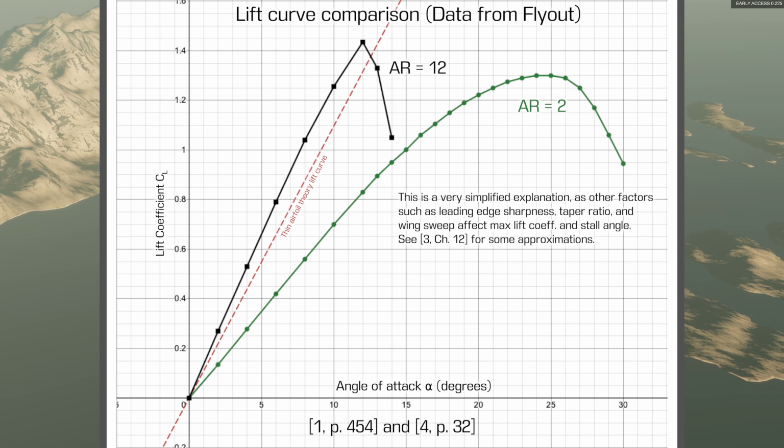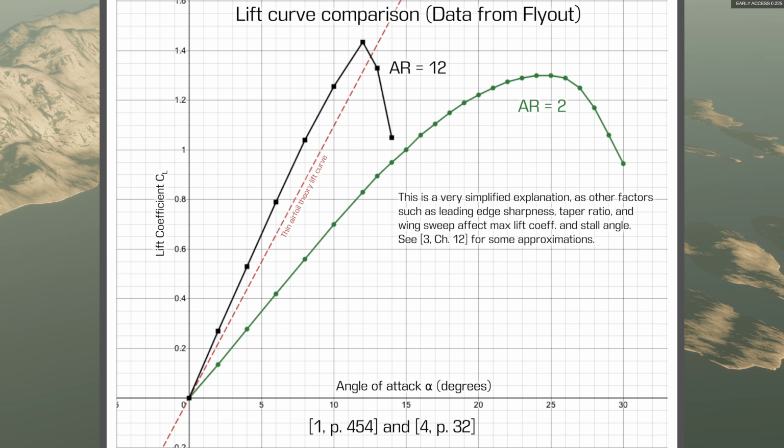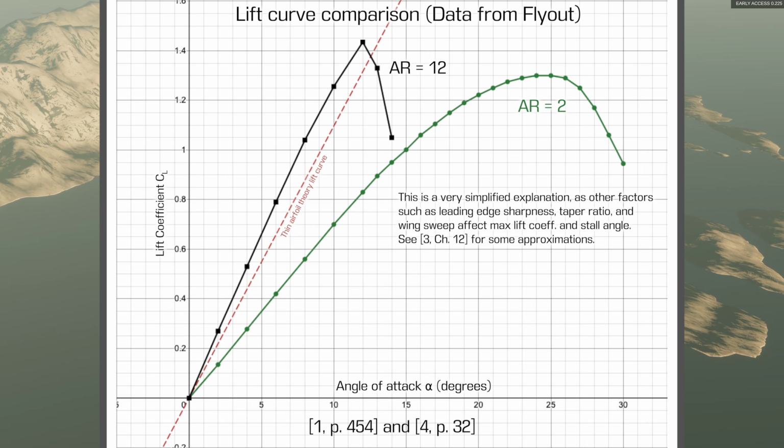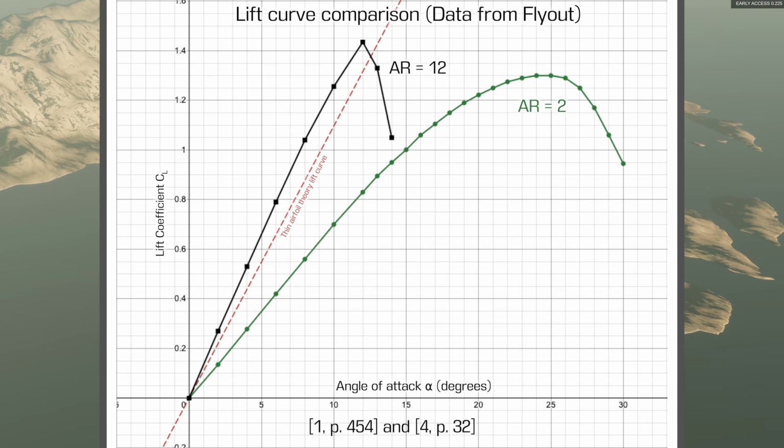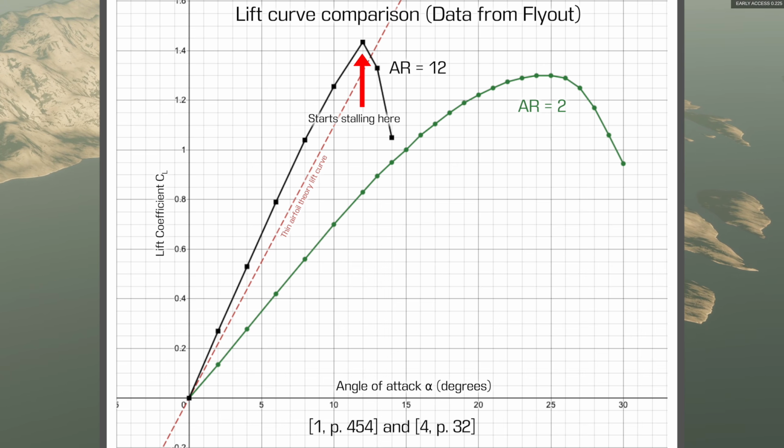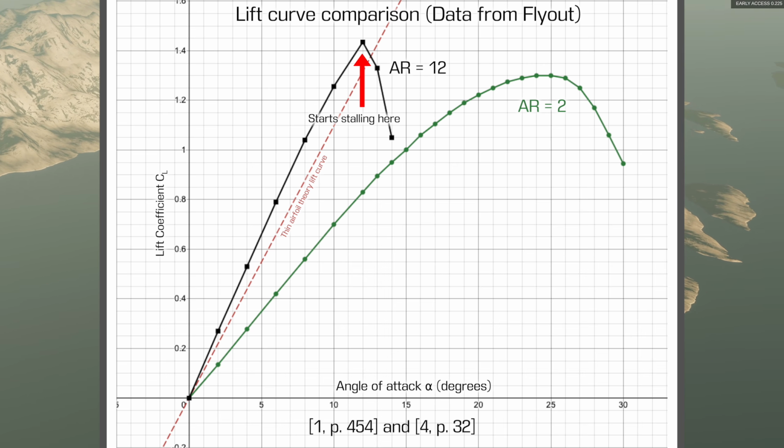Note that the greater downwash also lowers the maximum lift coefficient obtainable by a wing with a lower aspect ratio. The opposite is true for high aspect ratio wings, which will have a steeper lift curve but will stall earlier than a low aspect ratio wing.